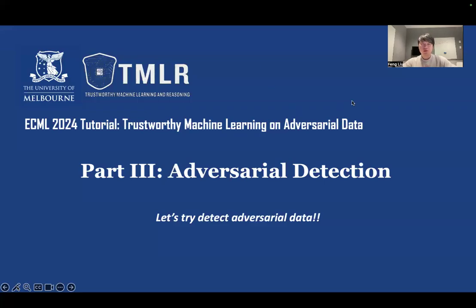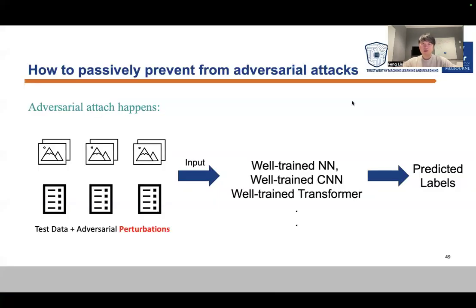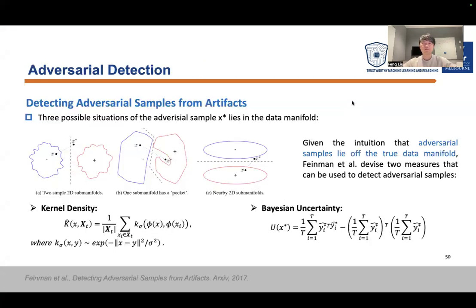Now let's move to the third part, adversary detection. In this part, we mainly focus on detecting data, okay? And we want to discard adversary data if we find something that should come from the attackers. So we want to discard them and we do not consider making any prediction on that, okay?